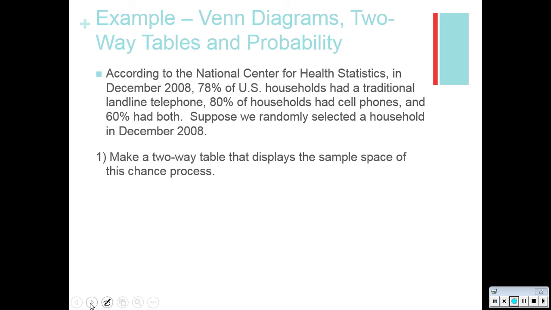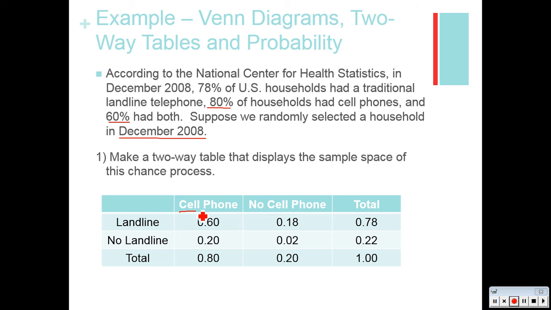So a different example, and it says, according to the National Center for Health Statistics, in December 2008, 78% of U.S. households had a traditional landline telephone, 80% of households had cell phones, and 60% had both. Suppose we randomly selected a household from December 2008, and it says to make a two-way table that displays the sample space of this chance process. So what we're looking at here as far as the two-way table goes is cell phone versus no cell phone, landline versus no landline.